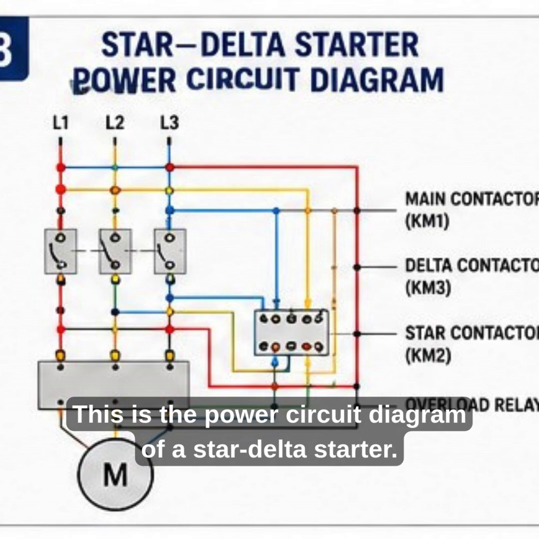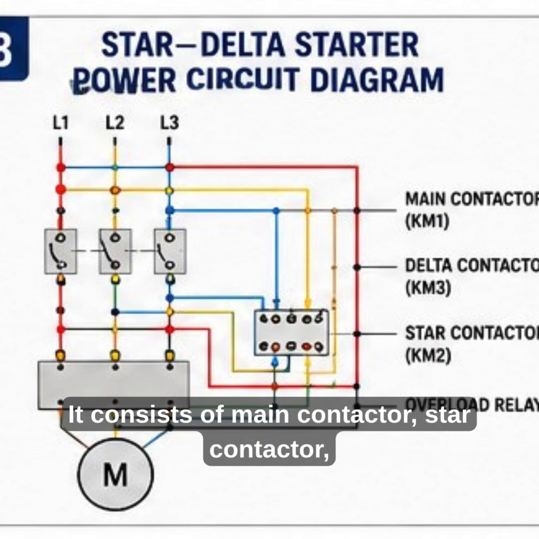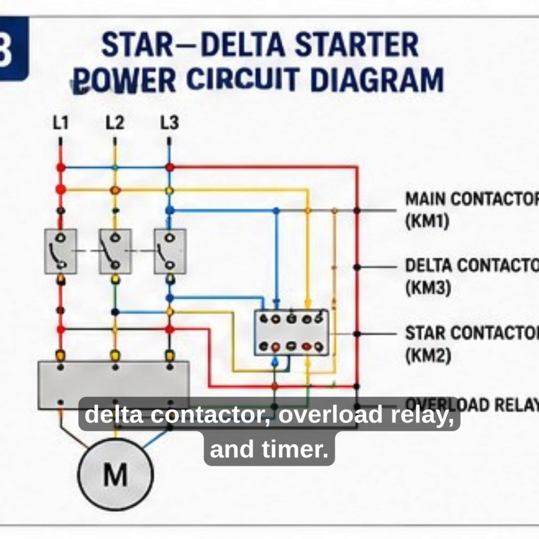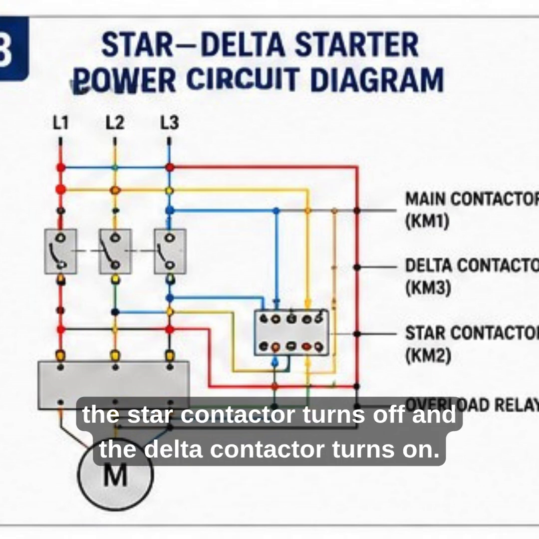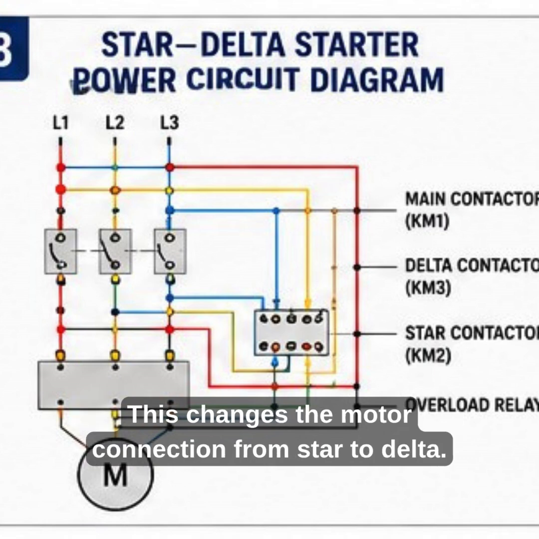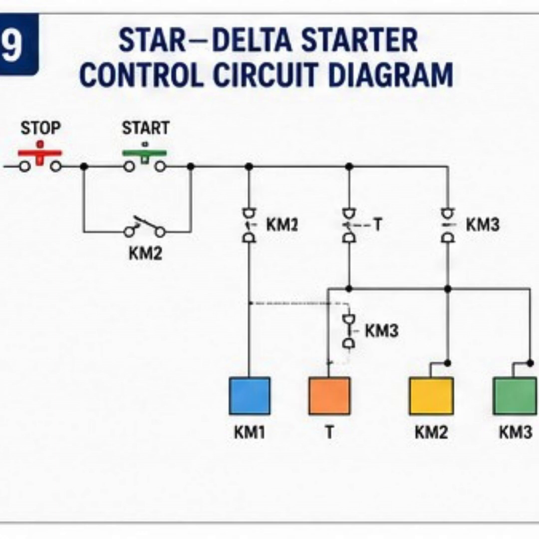This is the power circuit diagram of a Star Delta starter. It consists of main contactor, star contactor, delta contactor, overload relay, and timer. Initially, the main and star contactors remain on. After the timer operation, the star contactor turns off and the delta contactor turns on. This changes the motor connection from star to delta.